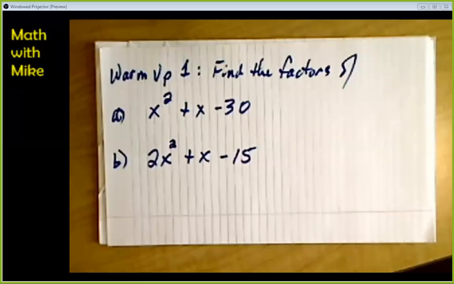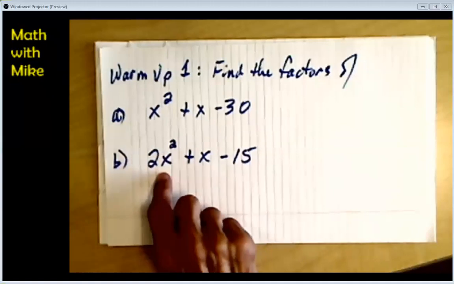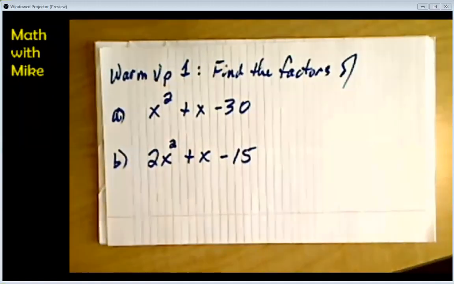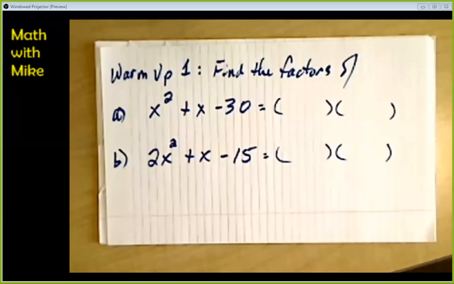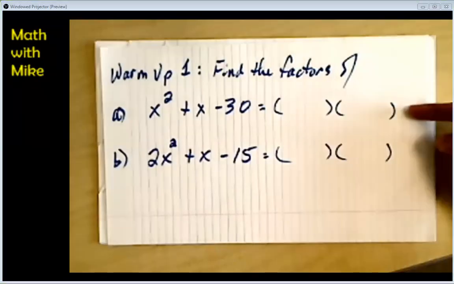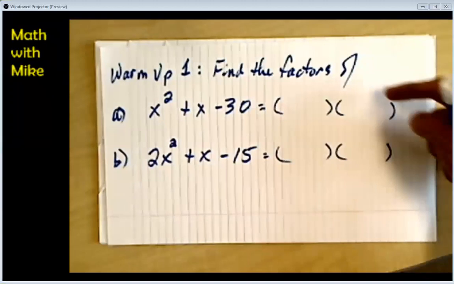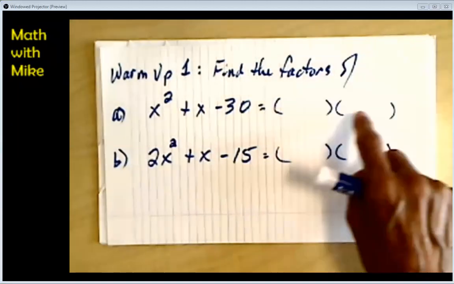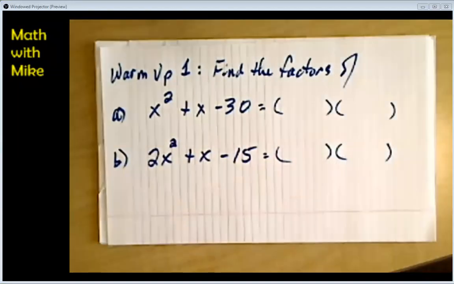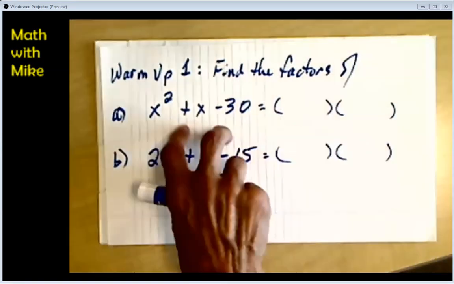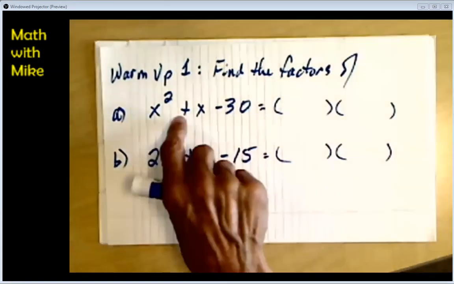It should be 2x squared, not just 2x down there, but I'll update the video. Here's a reminder: when you're factoring, when you're finding factors, this is what you're looking for: the 2 sets of brackets that will multiply together to get you back to the original expressions.